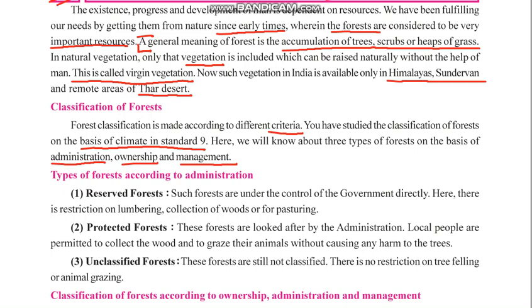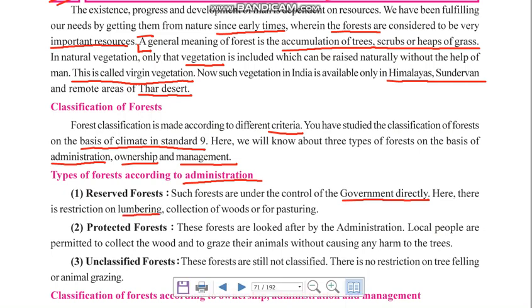Types of forest according to administration. The first type of forest is reserve forest. Such forests are under the control of the government. Remember this: reserve forests are directly under the control of the government. Here there is restriction on lumbering, collection of wood or pasturing. Lumbering is cutting down of trees. Second, collection of wood is also not allowed. And third, pasturing, which means grazing of animals, is also not allowed in such forests.